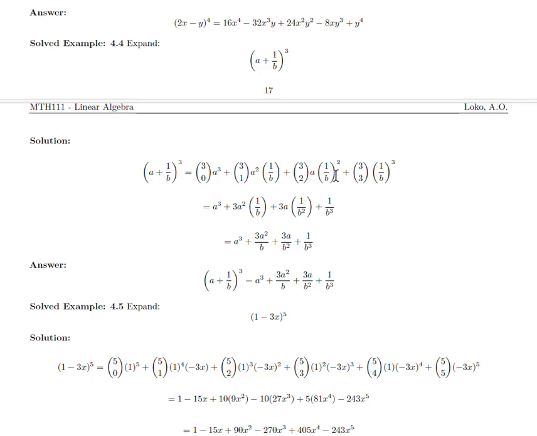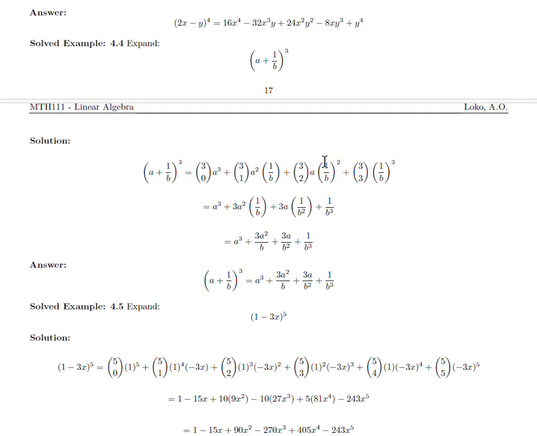Follow all the expansion, and we'll have this a cube, 3 from our combination 3, a squared, 1 over b. Next we have 3 again, a, then 1 square over b square. 1 square is 1, b square, right? And then 3 combination 3 is 1, and then 1 cube over b cube. Take note, I said 1 cube, yeah, so I said 1 square.